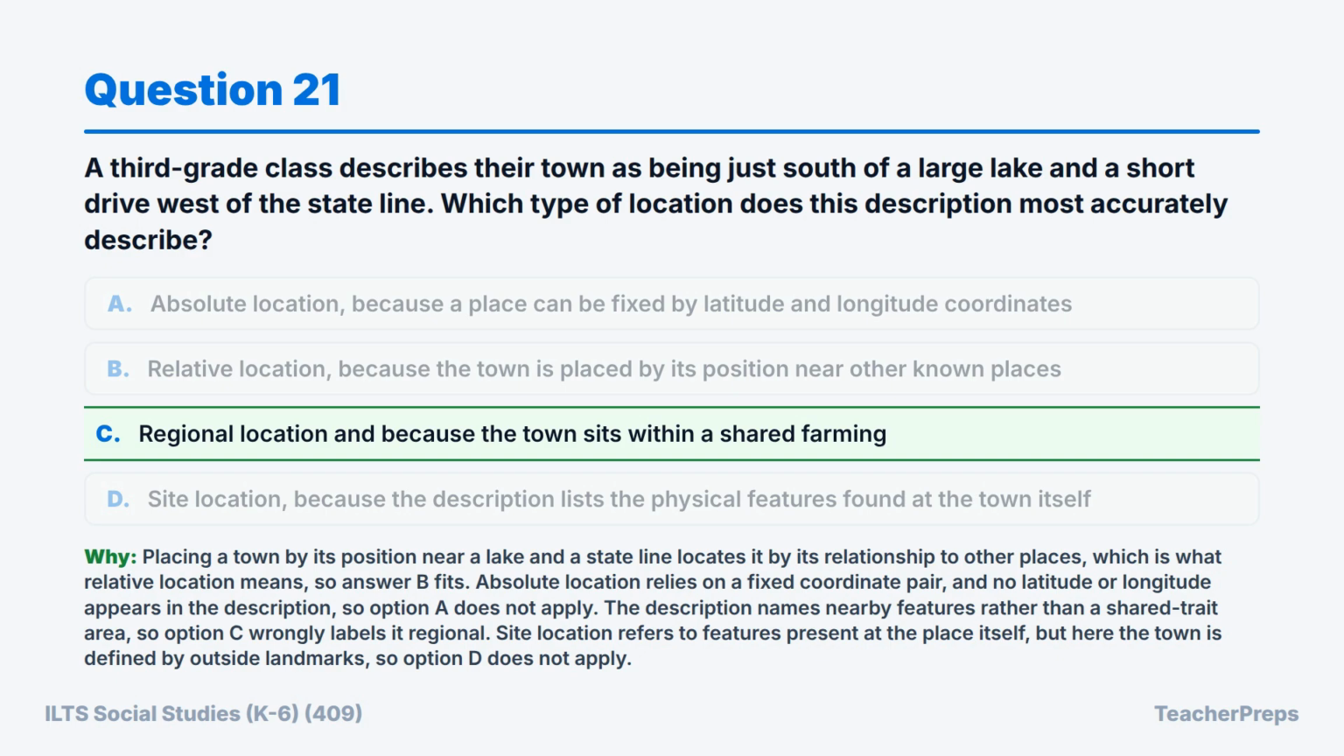Absolute location relies on a fixed coordinate pair, and no latitude or longitude appears in the description, so option A does not apply. The description names nearby features rather than a shared trait area, so option C wrongly labels it regional. Site location refers to features present at the place itself, but here the town is defined by outside landmarks, so option D does not apply.